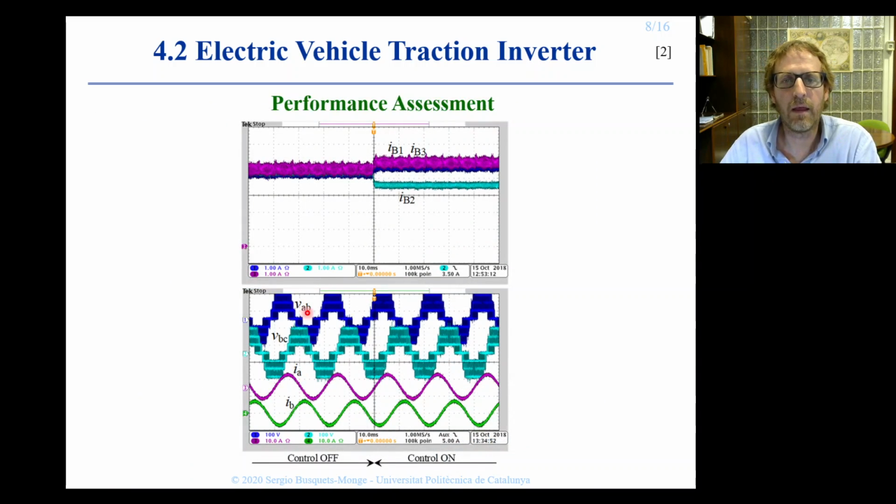Here in this experiment, we can see that we can control battery 2 current to be smaller than battery 1 and battery 3 in case we want to discharge this battery pack at a lower rate, and we see no distortion in the line-to-line voltages and phase currents due to these different currents flowing through the three battery packs.